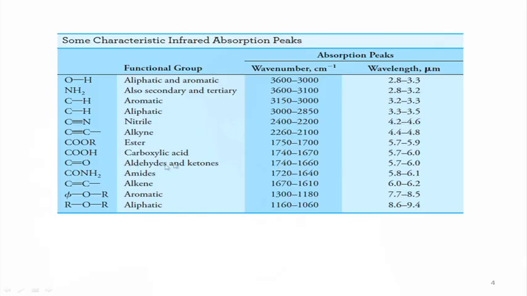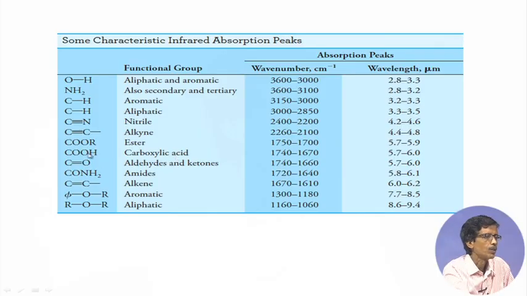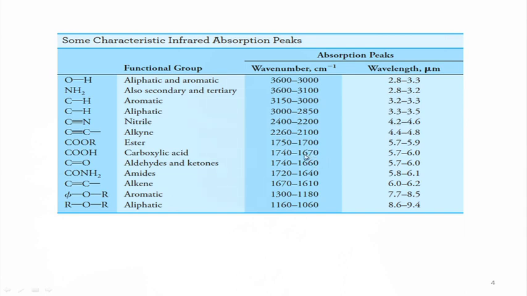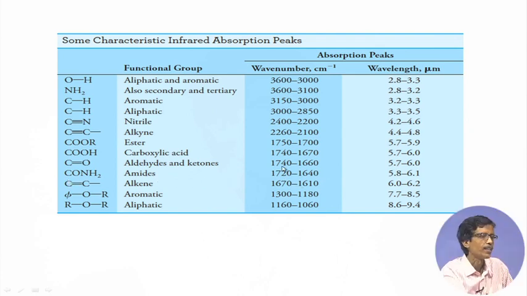So, when we have the carboxylic acid function, that means the OH is attached to this CO function, it is in the same range, still in the 1740 to 1670 centimeter inverse, with only a slight change toward the lower limit of 1670. But when it is amide, there is again a change from 1740 to 1720, and the limit is also changing from 1660 to 1640.